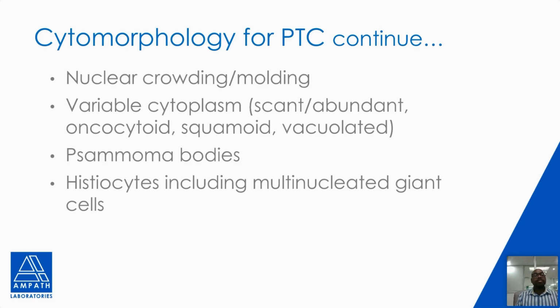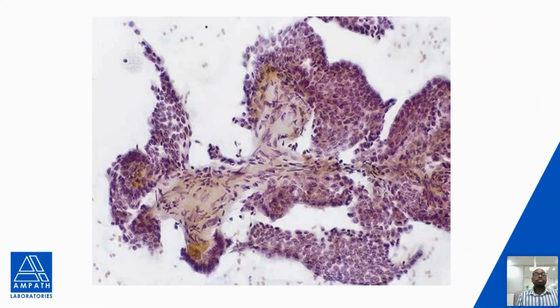And then you may have some psammoma bodies, and histiocytes, including multinucleated giant cells, may be found, especially in papillary thyroid carcinomas that have undergone cystic degeneration, which may be a pitfall even in histology.